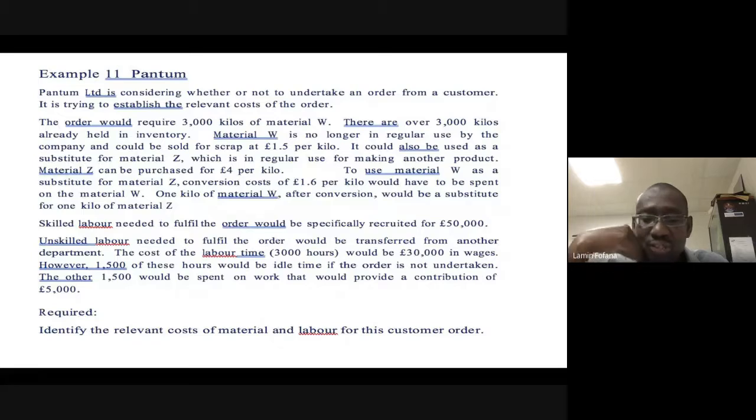When we look at our flow chart, it is no longer in regular use. Now if it is no longer in regular use, what do we take? We take opportunity cost. And the opportunity costs are this. The first option is that it could be sold for scrap at 1.5 per kilo. The second option is that it could be used as a substitute for material Z, which is in regular use for making another product.